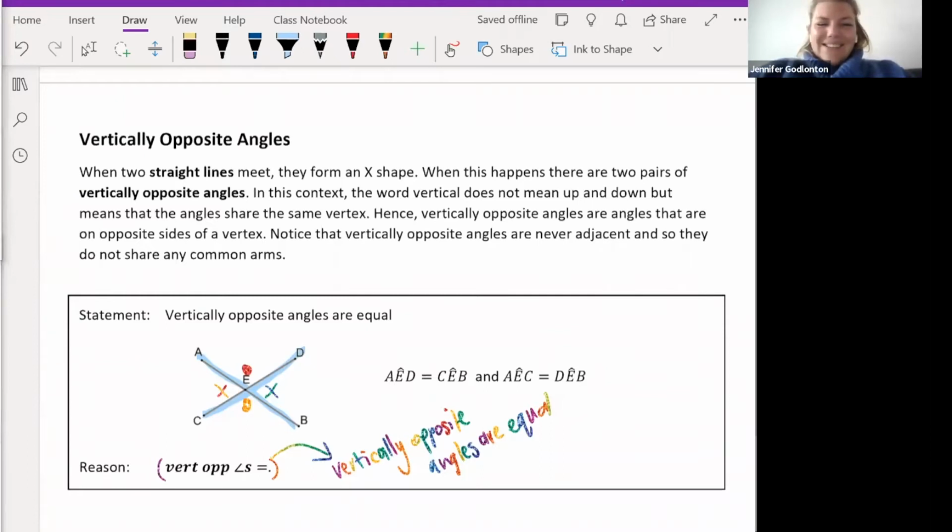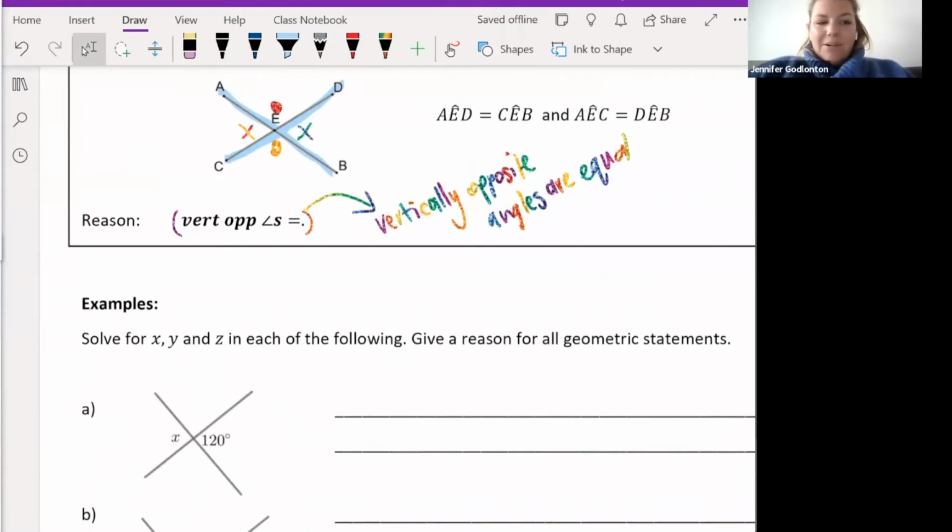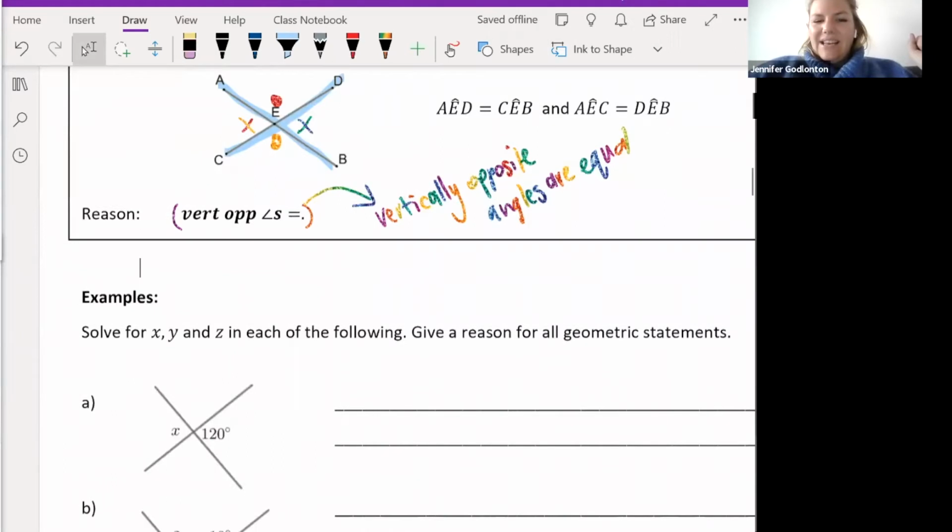Okay. So we are going to go through some of these together. I'm going to go through 2 of them with you, one which is quite easy and then one which is a little bit trickier. Then I'm going to give you a couple to try by yourself. This is one of my favorite rules because it's so nice and easy.